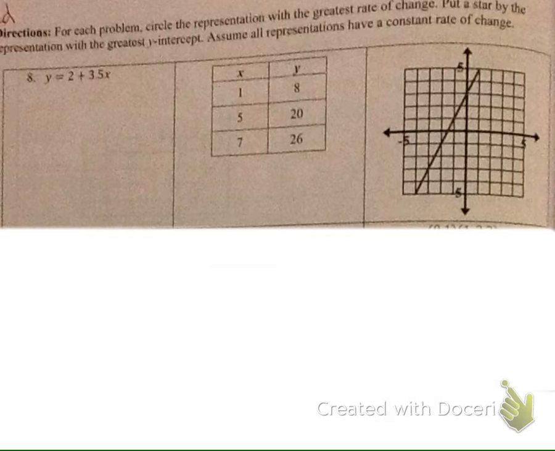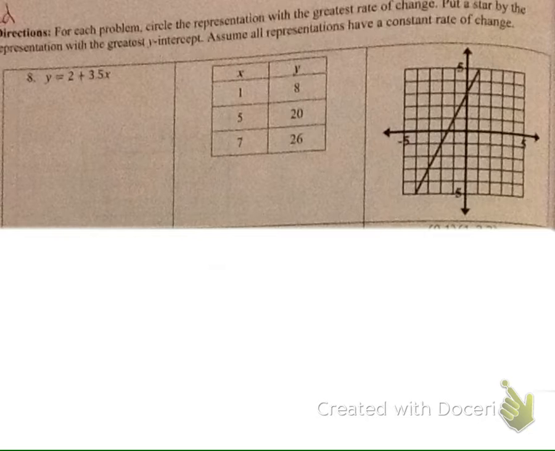This is something you guys haven't really done before, but it's asking you on each problem. Here's 8, and it gives you 3 representations. Which one has the greatest or the biggest rate of change or slope, and then which one has the biggest y-intercept? To do that, you need an equation for each one. So 8 gives you the equation, but I also want you guys to give a table just to show that you know how to go from an equation to a table.